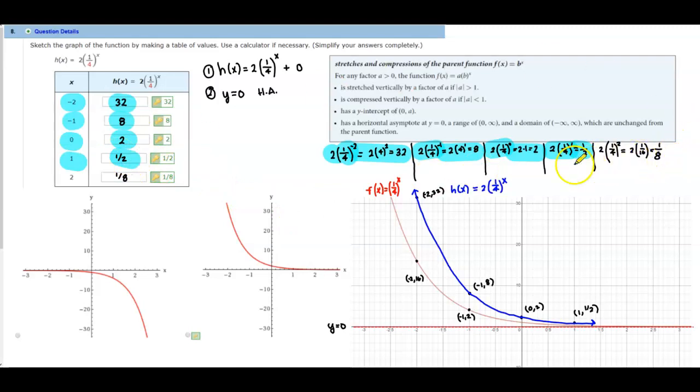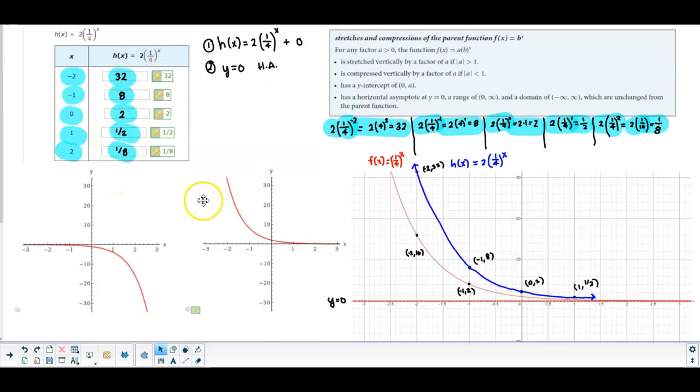And then the last one, we're going to put in the exponent of 2 in for x. So we have 2 times the base of 1/4 to the second power, which is the same thing as 2 times 1/16, which reduces to 1/8. So now we've created our table of values.